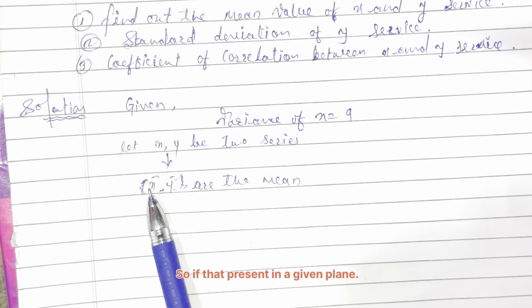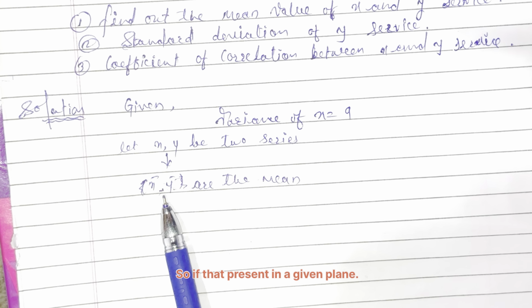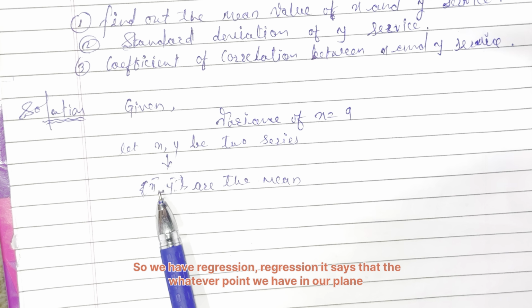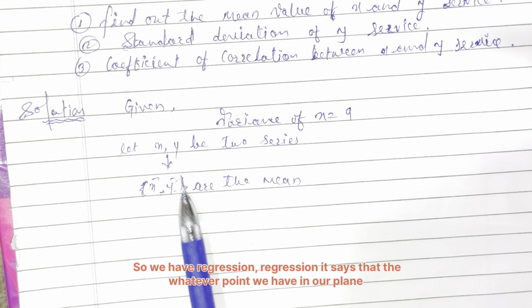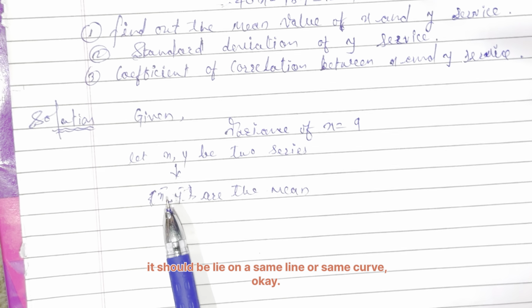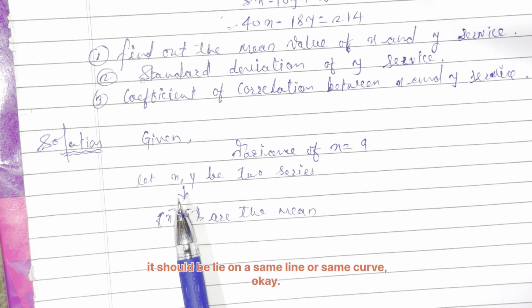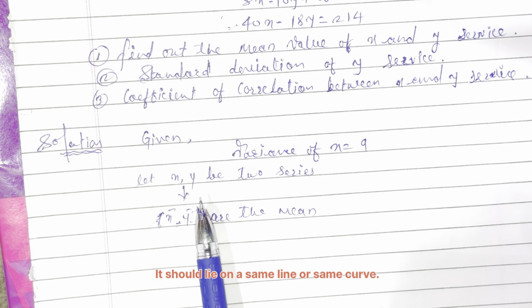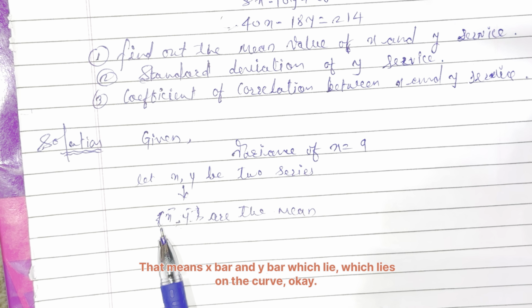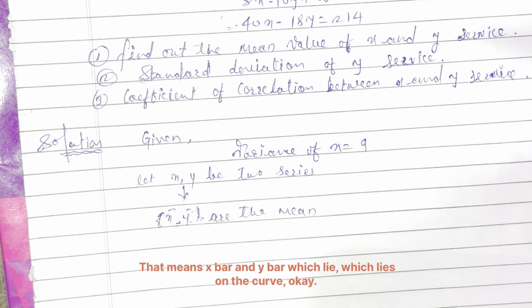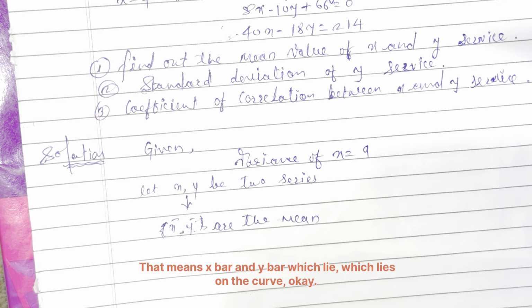So if they are present in the given plane, we have regression. Regression says that whatever points we have in our plane should lie on the same line or the same curve. That means x bar and y bar lie on the curve.